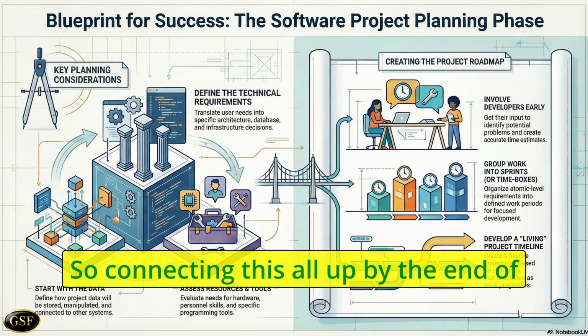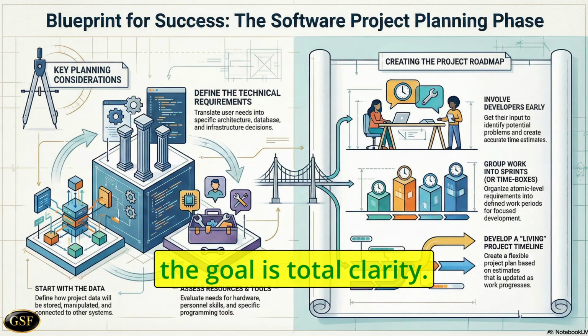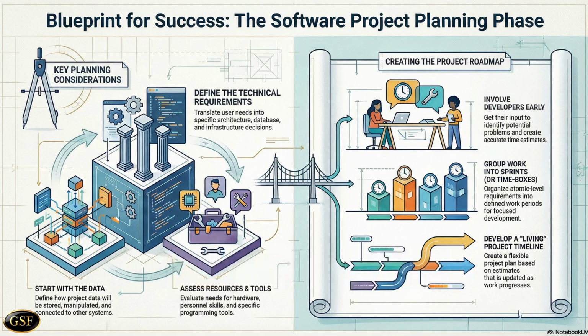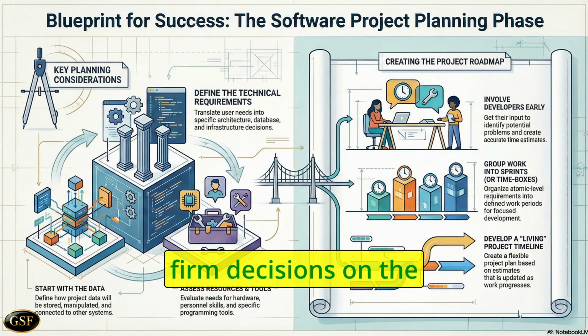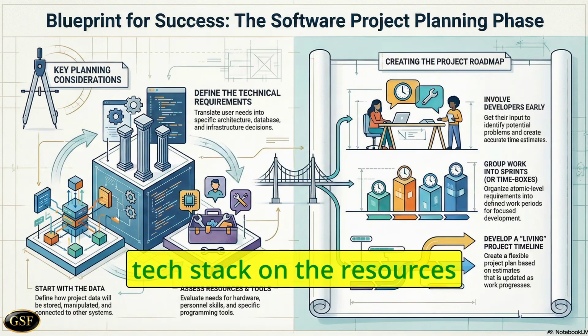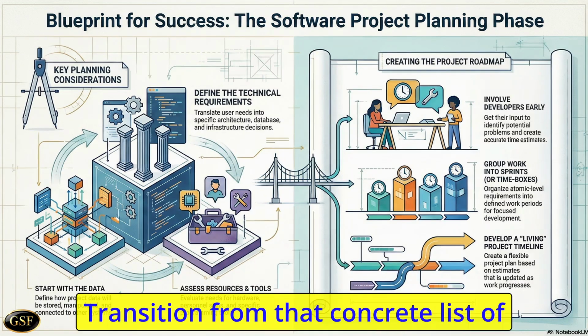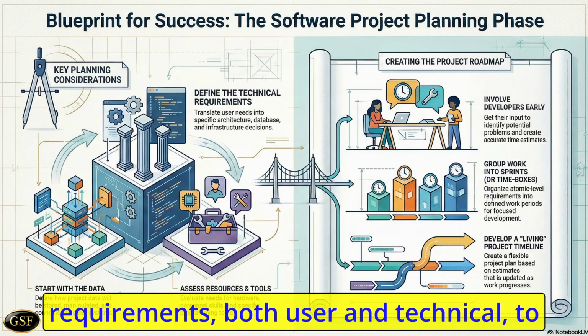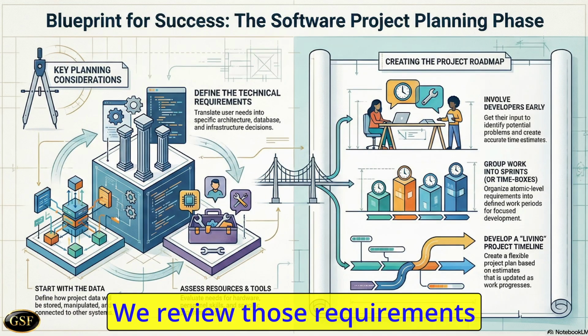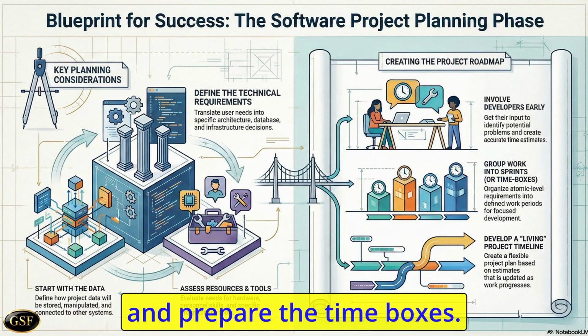So connecting this all up, by the end of this planning phase, the goal is total clarity. The technical gaps are filled. We have firm decisions on the tech stack, on the resources required. And we can then transition from that concrete list of requirements, both user and technical, to structuring the actual work. We review those requirements and prepare the time boxes.